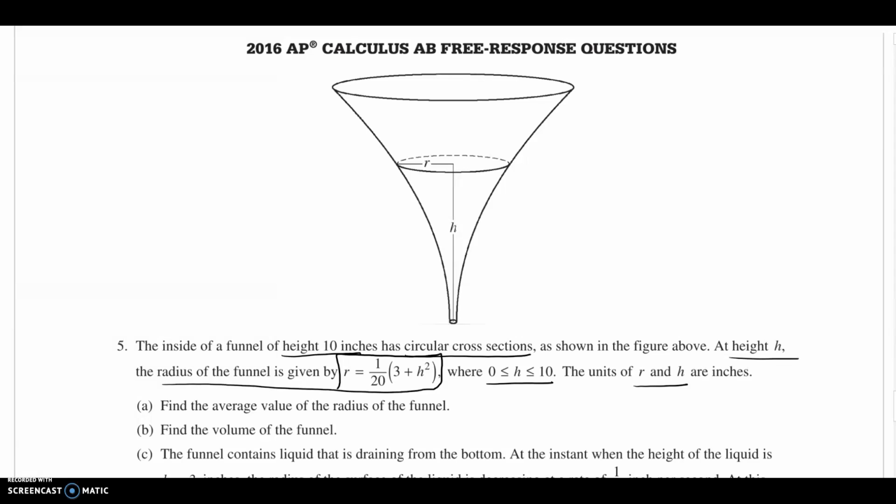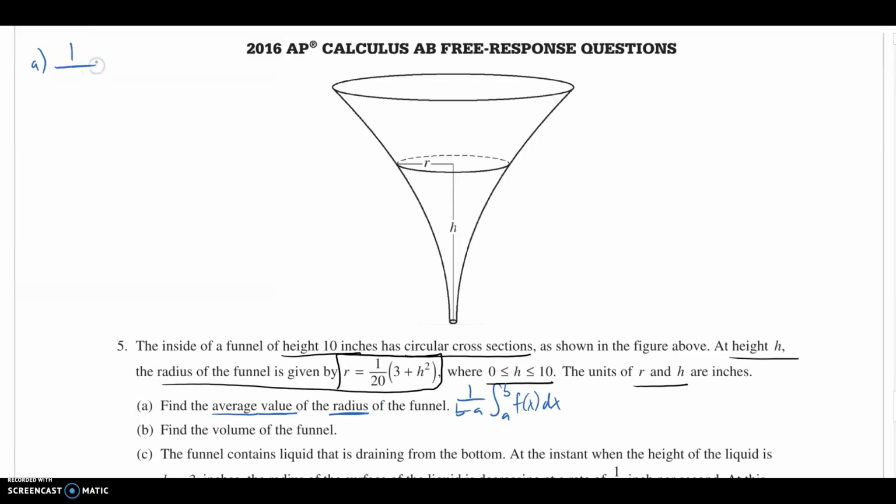So part A, first thing we're looking to do is find the average value of the radius of the funnel. And anytime you see those averages, we're thinking average value or average rate of change. This one specifically does say value, and it's finding a value for the function you're given. So we're going to be using our 1 over b minus a times the integral from a to b of our function. And I'll put this up in the upper left.